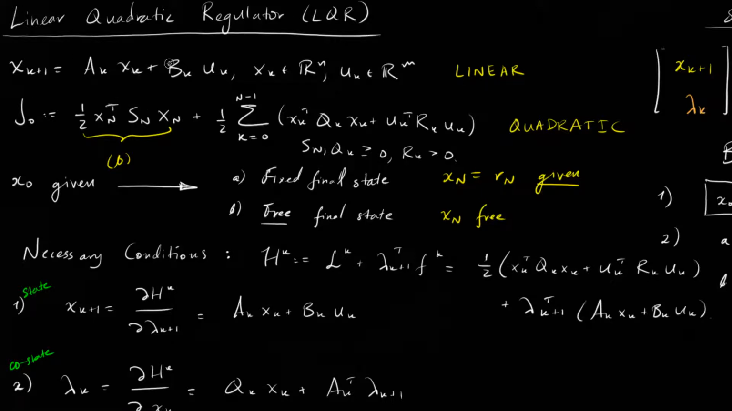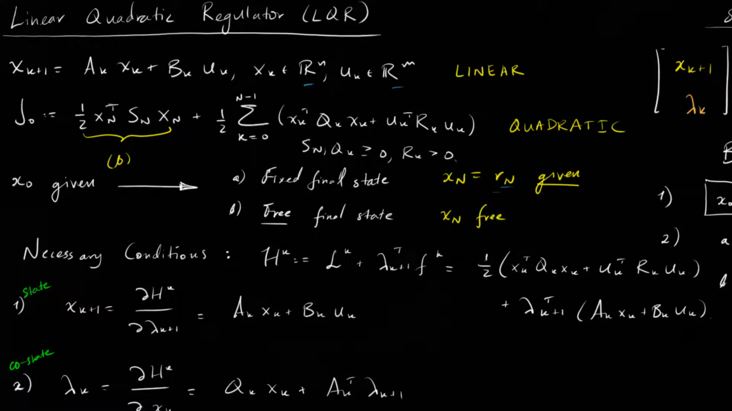The linear system we have is x_{k+1} = Ax_k + Bu_k, very general, where the state is in R^n and the control is in R^m. So as general as we can be, and we have a cost function J0. It's a quadratic cost function as we discussed, and the regulator problem says that given some initial state x0, we want to steer the system to either a fixed state, some x_N in R^n that is given to us, or some free final state, in which case we want to regulate the system to x equals 0.